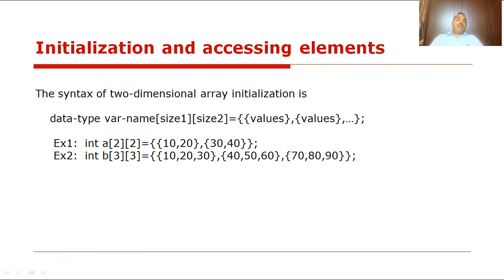Simply we will fill how many values? 4 values. 2 by 2, 4 values. 10, 20 are the first row elements and 30, 40 are the second row elements. Integer b of 3, 3. Here how many elements are possible to store? 9 elements. This is the first row elements, second row elements, and third row elements.